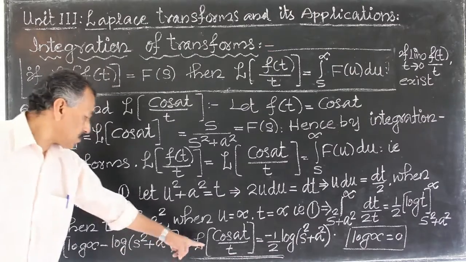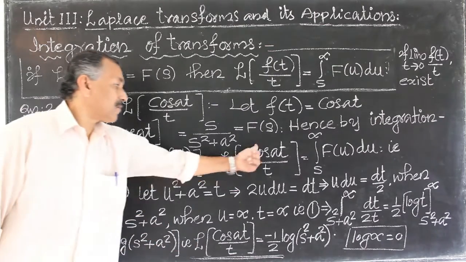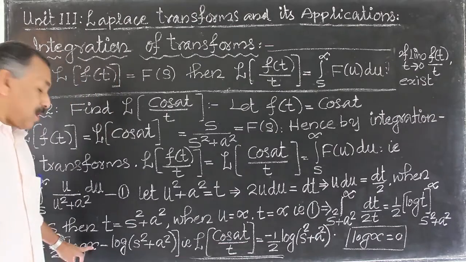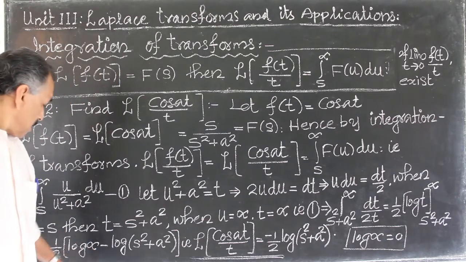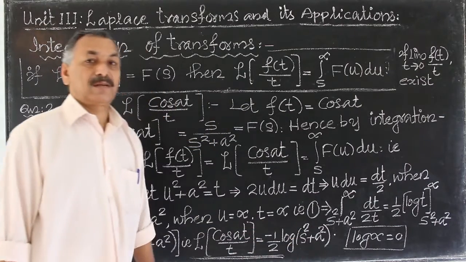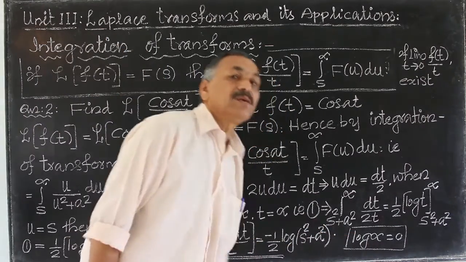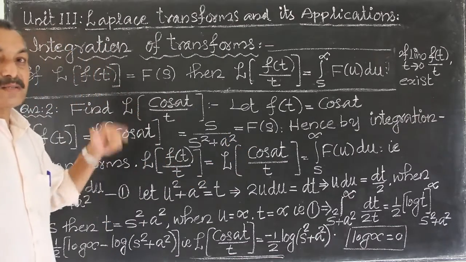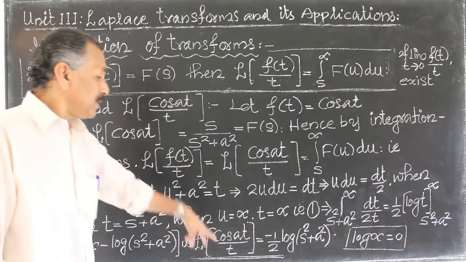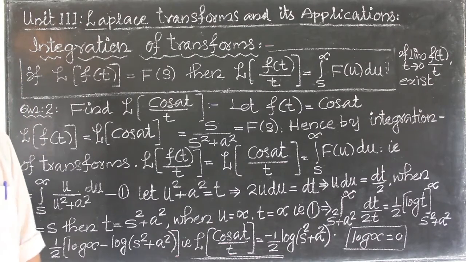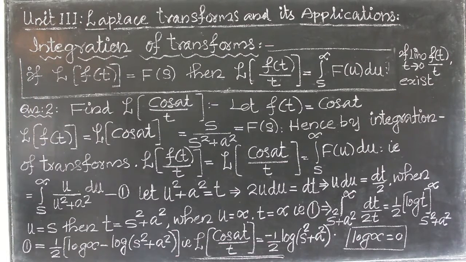So the Laplace transform of cos at by t is equal to 1 by 2 into log infinity, which is 0, minus 1 by 2 log of s square plus a square. Log infinity is equal to 0. Similarly, the Laplace transform of cos at by t is equal to minus 1 by 2 log s square plus a square. This is important, so save it.